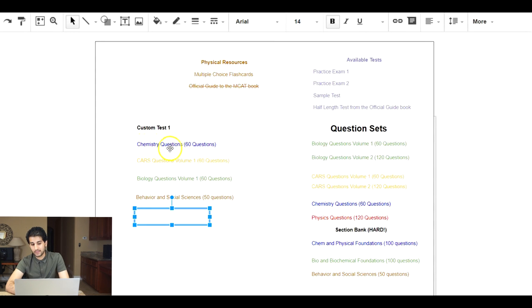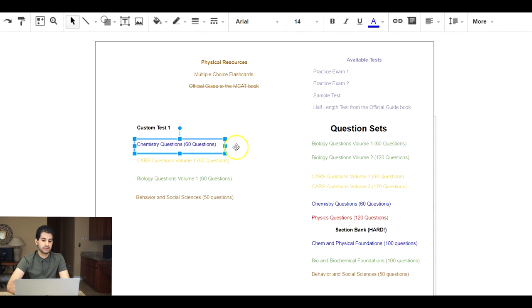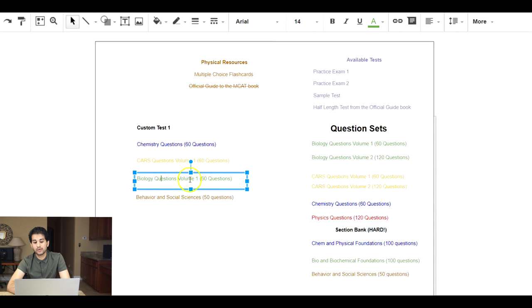As you can see, for the chemistry here, there's 60 questions rather than the 59 that are on the actual exam. So we don't have the exact number of questions, but again, it's not a big deal. We're also missing the few physics questions that are part of the first section on the actual MCAT exam. CARS is fine. Biology, we're missing some biochemistry because biology does not cover all the biochemistry topics. And behavior and social sciences is fine.